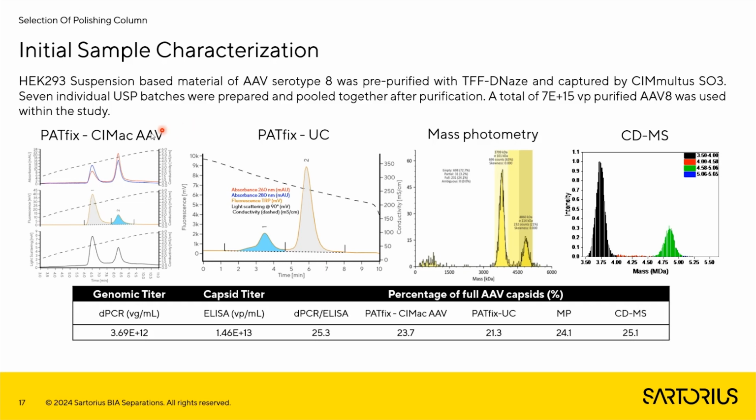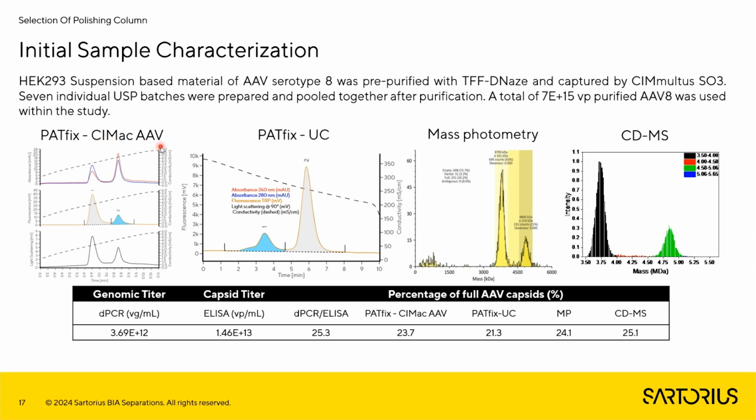And this sample was then analyzed here by 4 orthogonal analytics. If we go from the left side to the right side, the first one we have is the PATfix coupled with our analytical CIMac AAV column. And what we can see here is we have 3 detectors. The top one is the UV absorbance, which is the 280 by blue and 260 by red curve. In the middle, we have the tryptophan fluorescence, and in the bottom, we have the multi-angle light scattering detector.